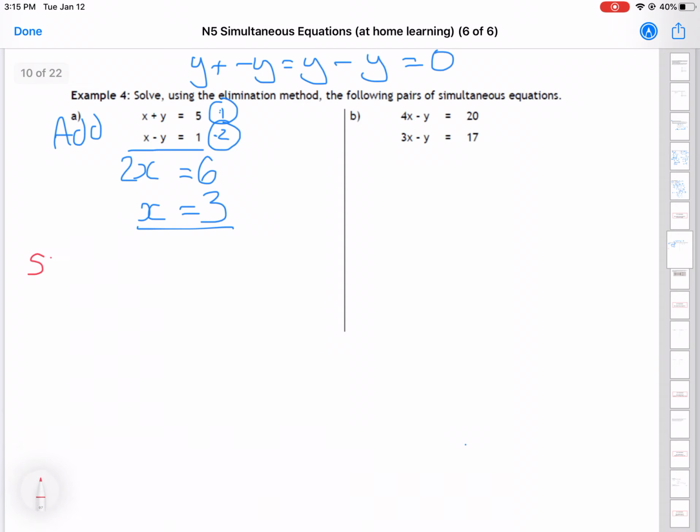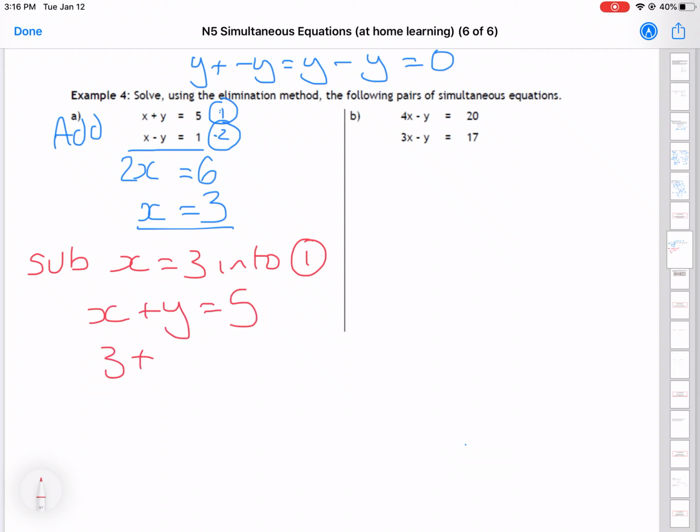I've got one of my solutions. I then want to sub x equals 3 into one of the equations, 1 or 2. It doesn't matter which one it is, so I'll go for equation 1. Now equation 1 was x plus y equals 5, so 3 plus y equals 5, so y equals 2. Those are my two solutions for that one. X is 3 and y is 2.